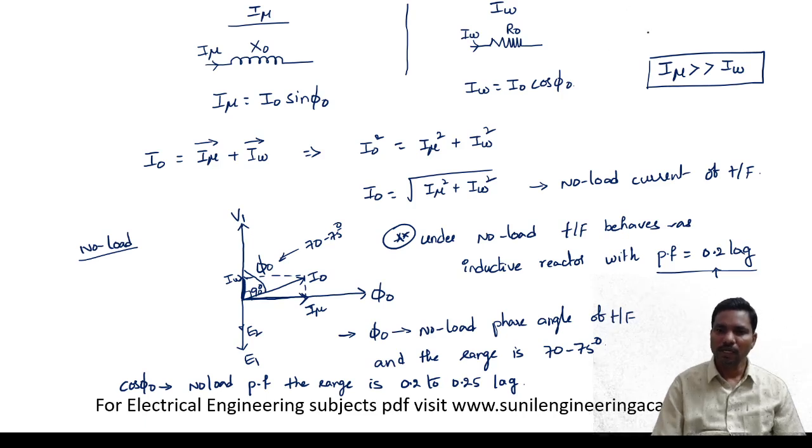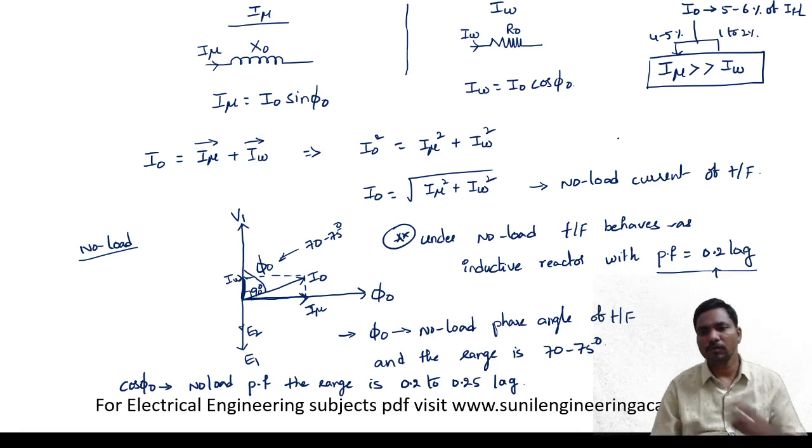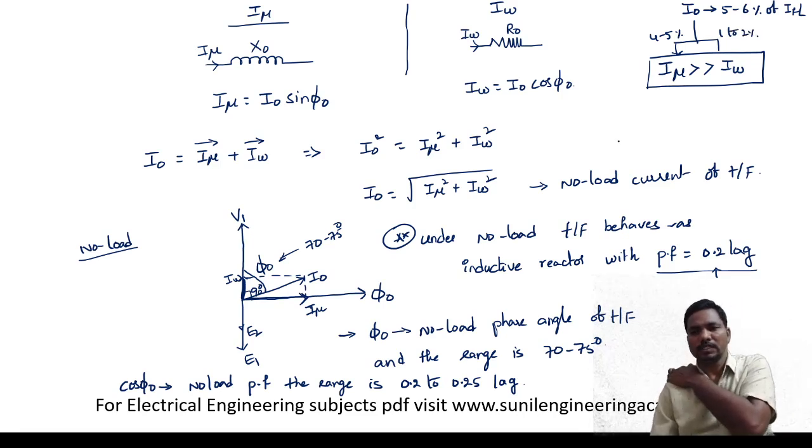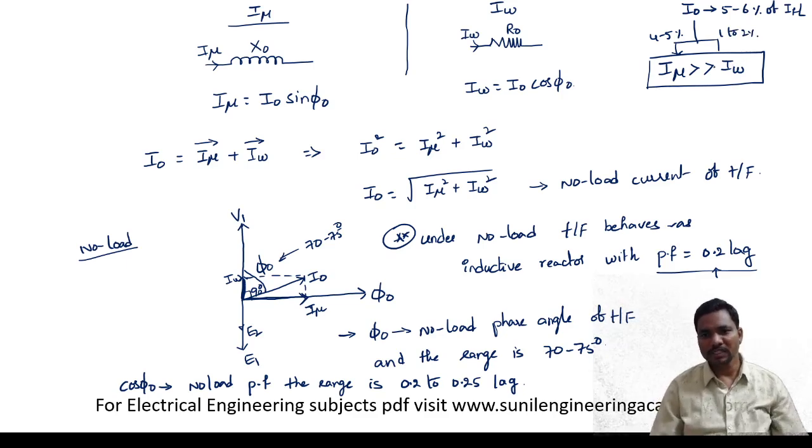So that's why if you can consider I naught is 5 to 6% of full load, in this it will be divided as it is 4 to 5% and 1 to 2%. Okay, 1 to 2%. So IW is less, I mu is more. So it is a very, very important thing. I mu is very much greater than IW.